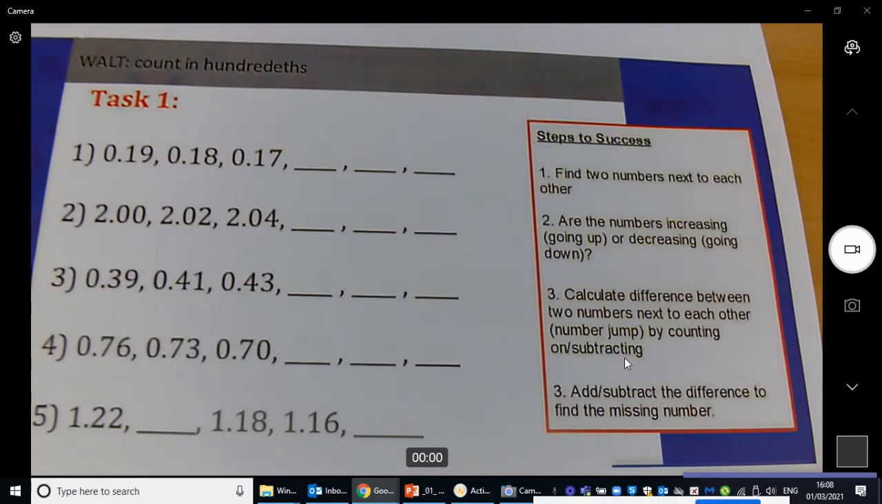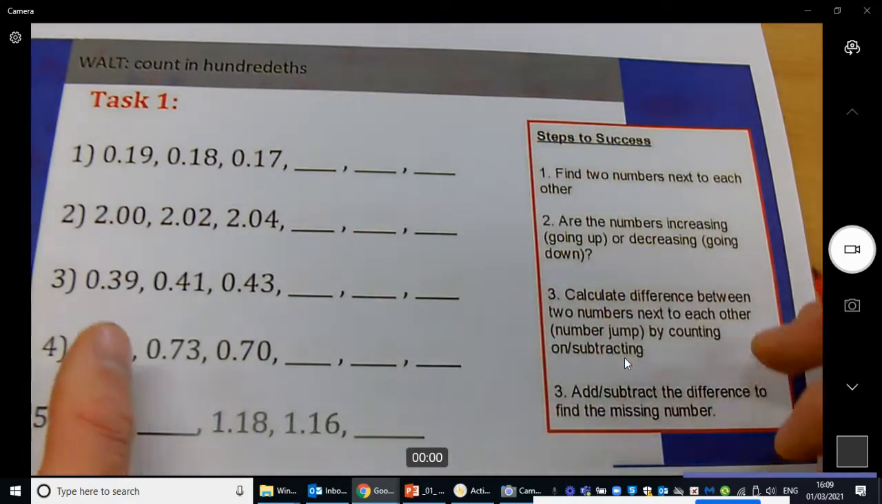Right, so task 1. In front of you, you have 5 different sequences, and you have the steps to success on your right. Can you please write these out? They're either on your sheet, or you can just write them out on a bit of paper in your books, and see if you can complete these sequences. If, however, you're still feeling a bit stuck by this, then that's absolutely fine, and I can go through one more with you now. So, if you're feeling happy and you can carry on with it, then pause the video. If you'd like a bit more help, we can go through one of those now.